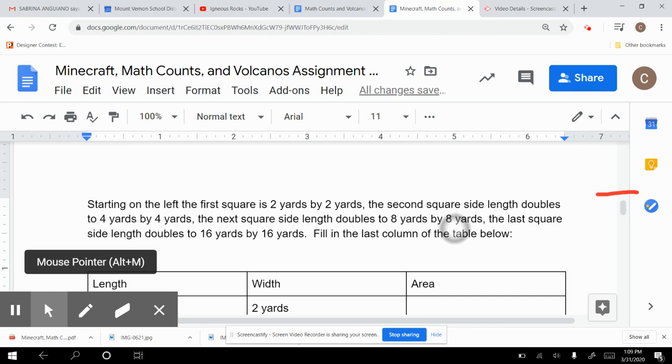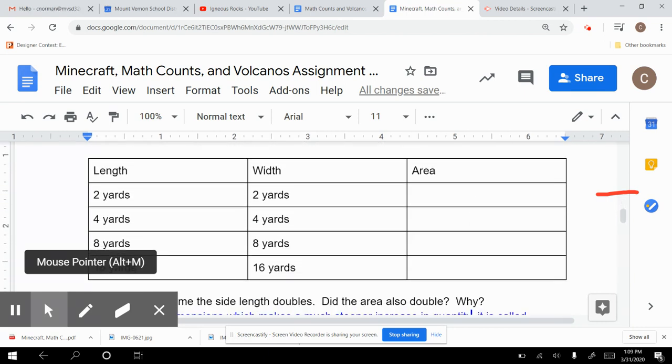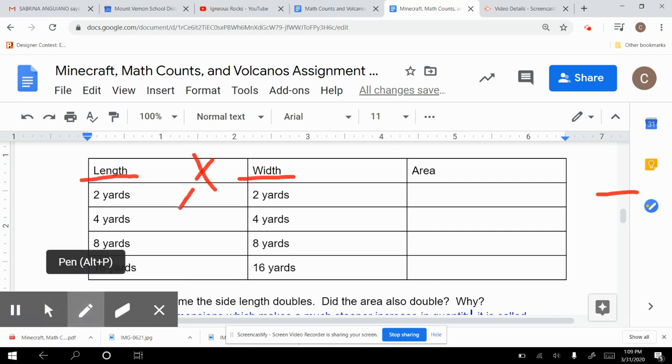Now, the math on this is not that tricky. We find the area of a square or a rectangle by multiplying the length times the width. All right, so if we take 2 times 2, we get 4, and I'm just going to abbreviate YDS. And remember, we always label our answers in area with square units.